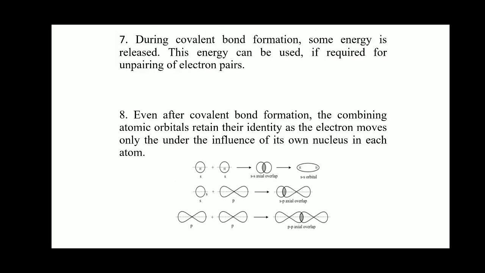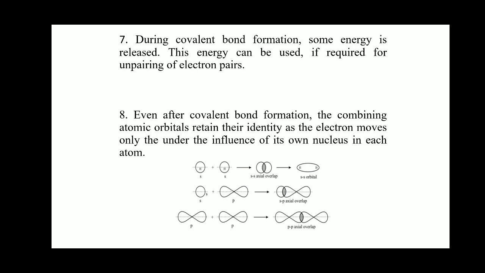The seventh postulate states that during covalent bond formation, some energy is released. When two atoms A and B share their electrons, unpair electrons and form a covalent bond, some energy is released. And the energy that is released, if required, can be used for unpairing of electron pairs, so that more atomic orbitals with unpaired electrons are available for bonding.